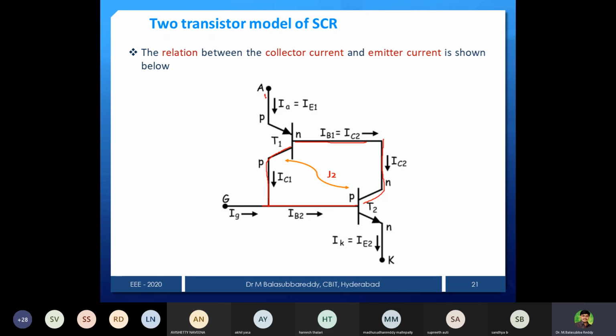And we can notice the anode current. What is the anode current here? This is equal to gate current plus cathode current.